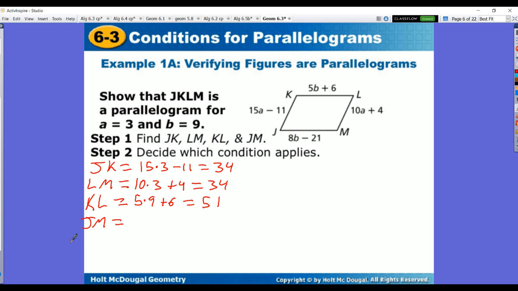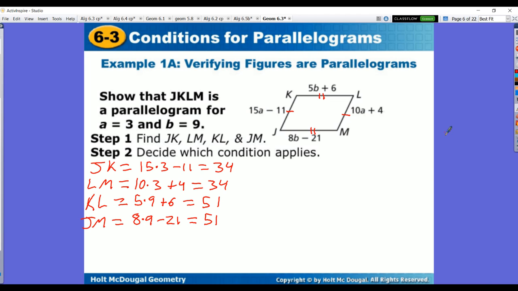Okay, so if we do the math for JM, it's 8B minus 21, so 8 times 9 minus 21. Work out the math on that, and we end up with 51. Looking at the lengths of these sides, we can see that these two are congruent. They're the same size, and so are these two. So JK is congruent to LM, and KL is congruent to JM.